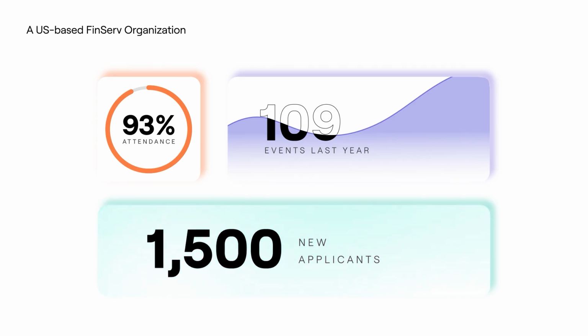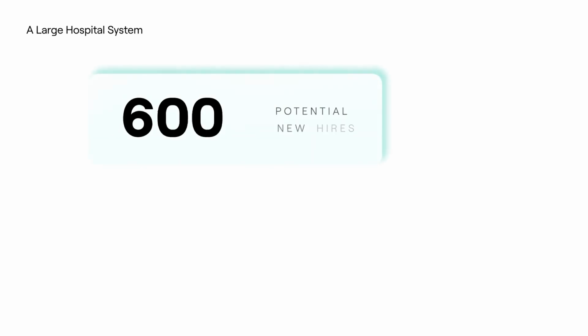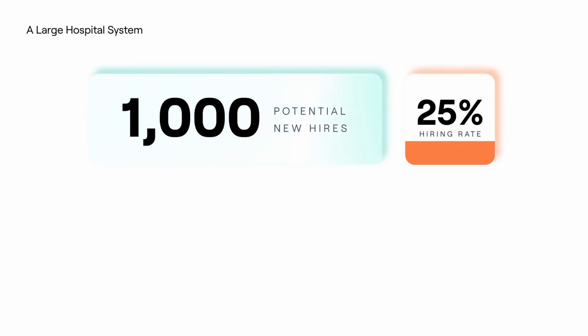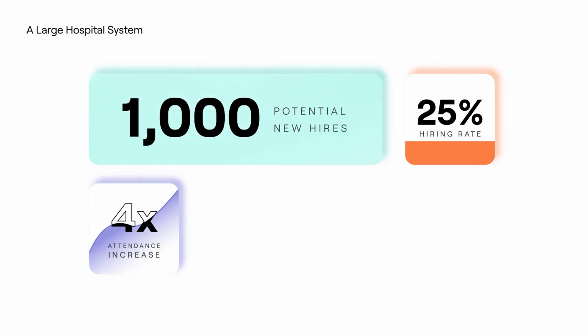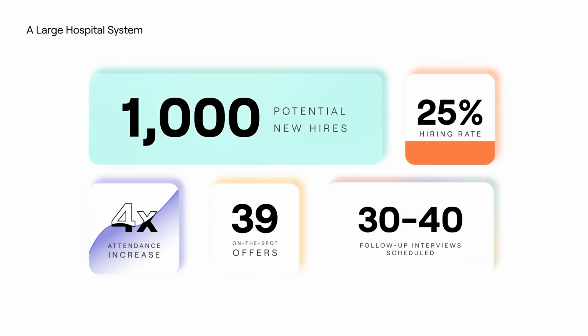Now, after implementing events and university recruiting with Phenom, we had another large hospital system saw an increase of event attendance and conversion. They had 1,000 potential new hires and a 25% hiring rate. That same hospital actually had a 4 times increase. So they had 100 attendees to about 400 in-person attendees, 39 on-the-spot offers with those events, and 30 to 40 follow-up interviews scheduled during those events. So this is a massive increase that they saw, and they're able to get this all within their own event analytics. So two massive success stories.